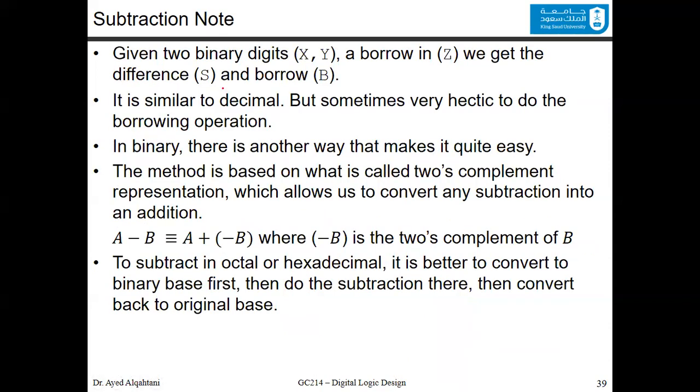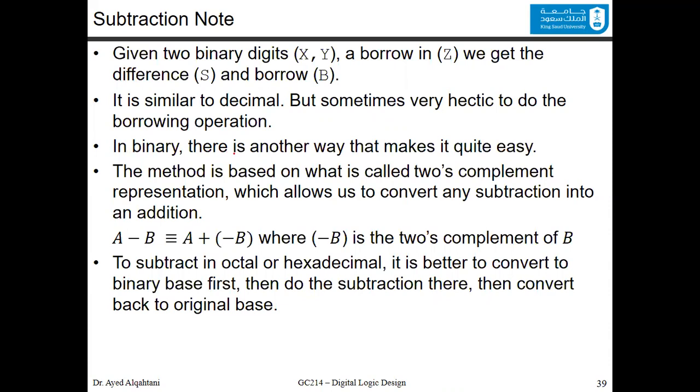As a subtraction note, given two binary digits, x and y, and a borrow z, we get the difference, s, and the borrow, b. It is similar to decimal, but sometimes very hectic to do, the borrowing operation. And you can see that the borrowing wasn't so easy to do. And there is also this correction step.